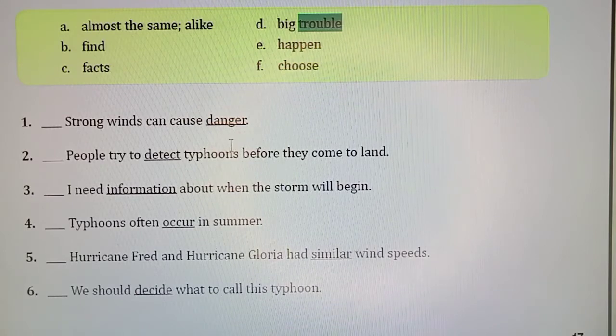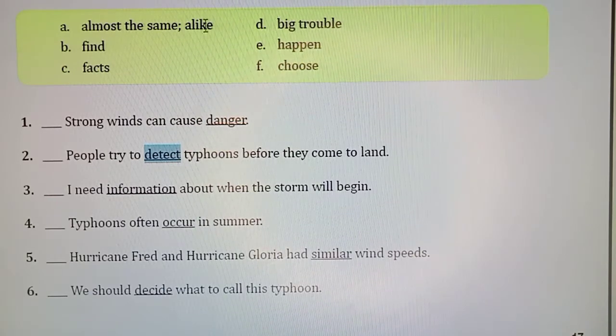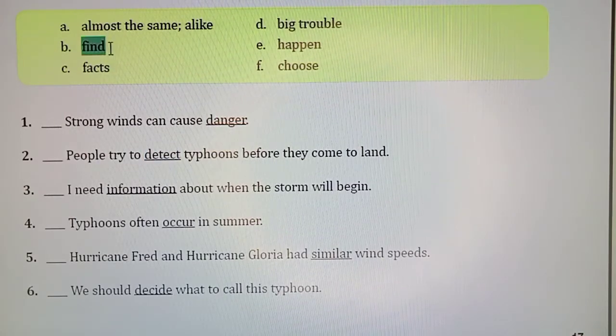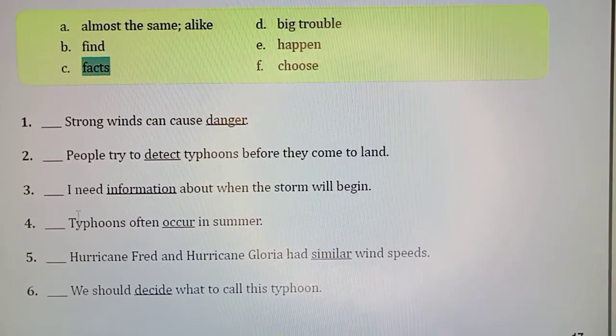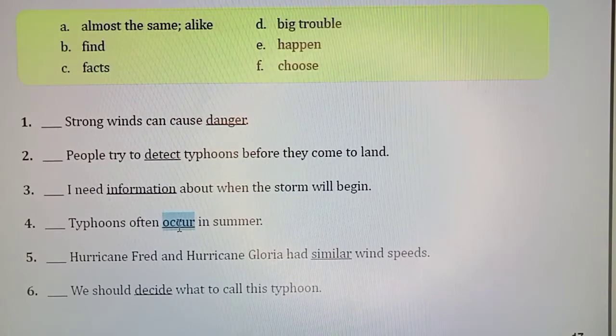Big trouble. The next one, detect. What does it mean, detect? I can hear someone say, detect, to find. Yes, that's right. To find something. The next one, information. What does it mean, information? Facts. When I say information, it's exactly like when I say facts. Typhoons often occur in summer. What does it mean, occur? To happen.